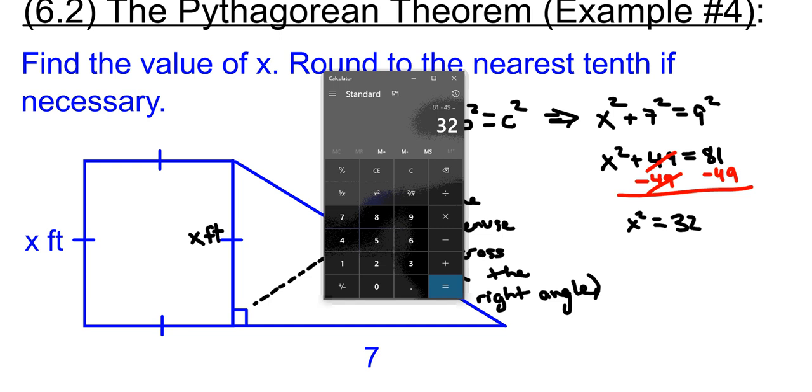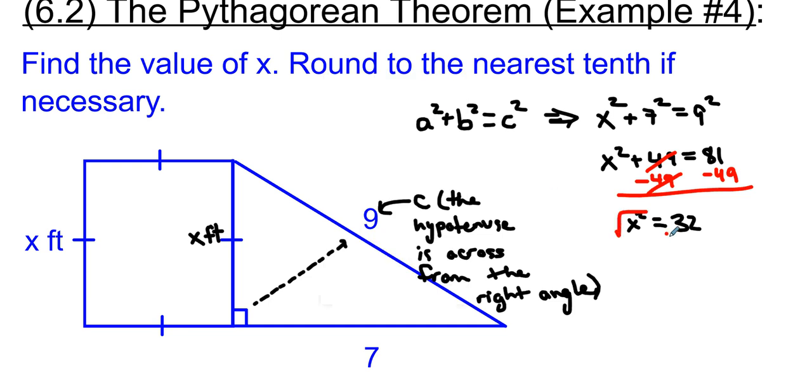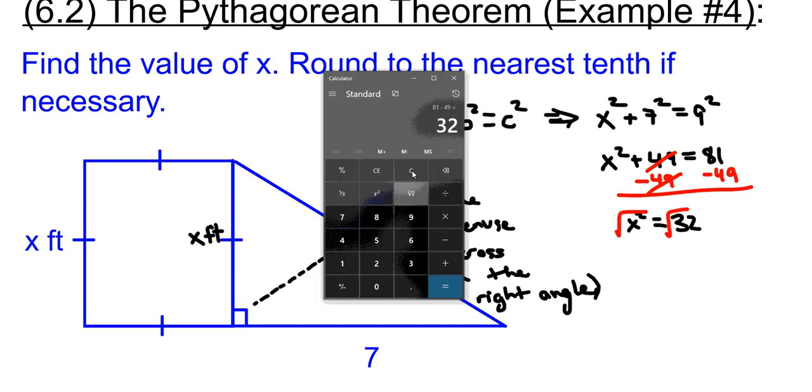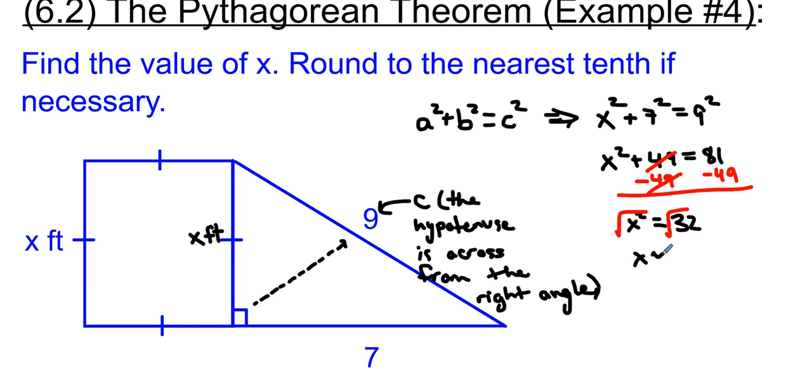And then to undo the square, I'm going to square root both sides. So I need to square root 32. And I get about 5. It says round to the nearest tenth, so about 5.7, because this is 5 or more. So I need to round this up to a 7. So x is approximately equal to 5.7. And this x length is the same as this length, so that length right there is about 5.7, and we are dealing with feet, so that's approximately 5.7 feet.